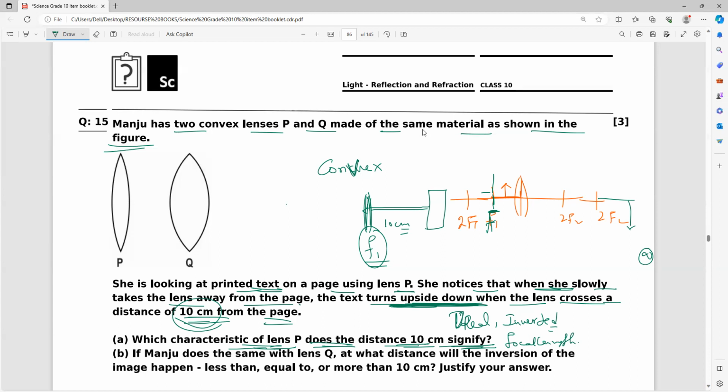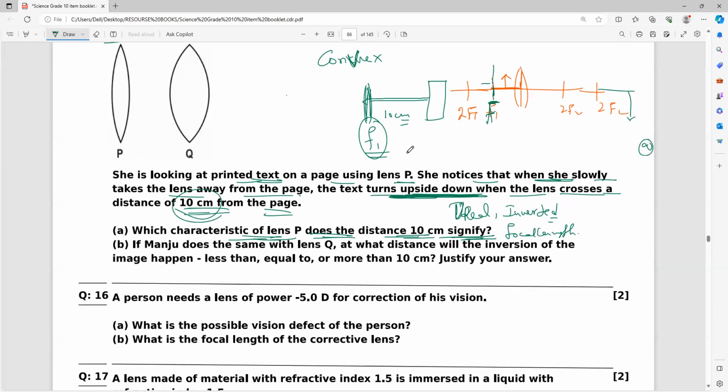Focal length. Very good. Next. If Manju does the same with the Q, at what distance will the inversion of the image happen? Less than, equal to, or more than 10 centimeter? Justify your answer. For this question, you need complete awareness of this. So let us discuss now how it happens.